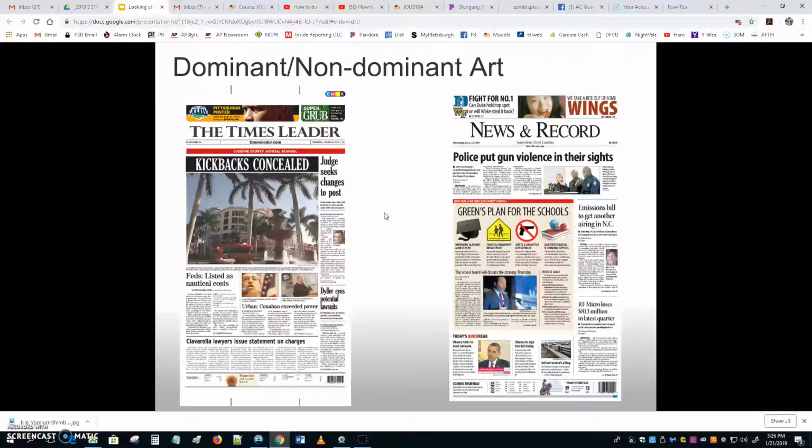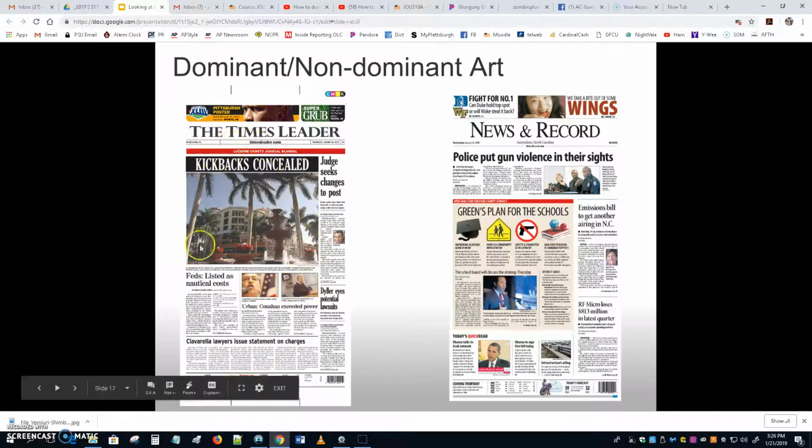Also, we could look at, is there dominant art on the page, or maybe not? Well, typically, your design advice is to have every page have some dominant art and some subordinate art, with the proportions being at least 2 to 1, sometimes 3 or 4 to 1, between the main art on the page and the secondary art on the page. And this page here, from wherever it's from, Florida, I think, is a good example of a good use of dominant art, very dominant art.